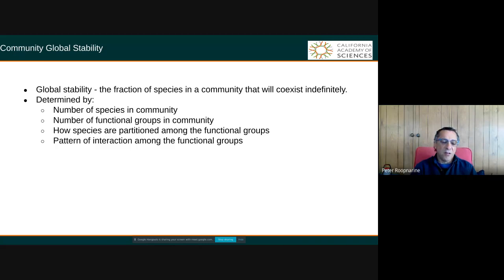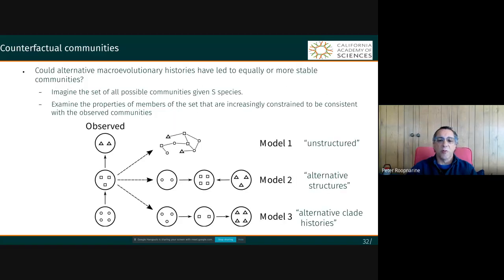And global stability is basically, if I give you a set of species and I tell you how they interact, how many of them, if you put them all together in a box, how many of them do you expect to be there next year? Some of them will go extinct, and they will go extinct because of the asymmetric interactions and the asymmetric properties and abilities of those species. But how many of them will be in the box a year from now, and how many of them will be in a box 10 years from now? That's a global stability of the system. And it's absolutely determined by, and this is something our work has produced a very strong result for, the number of species in the community, and in order of increasing importance, the number of functional groups in the community, how those species are partitioned among the functional groups, and that pattern of interaction among the functional groups.